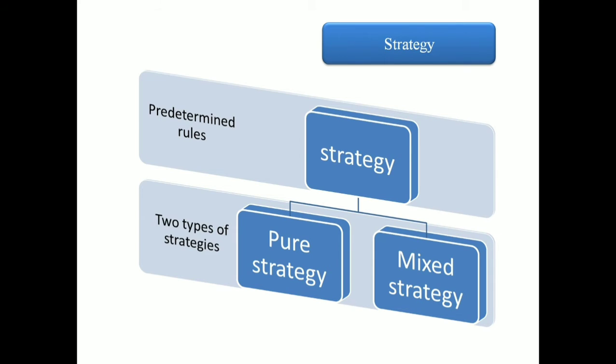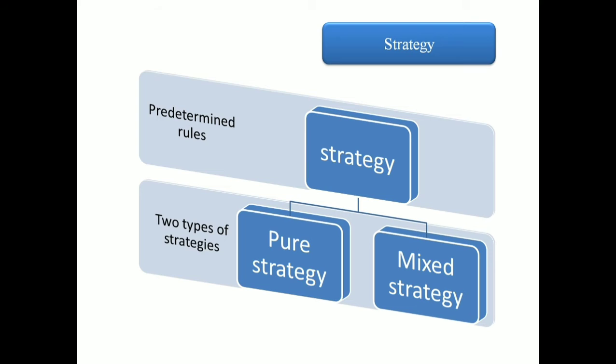There are two types of strategies: the first one is called pure strategies and the second one is called mixed strategies. Then in case of a pure strategy decision situation, you always choose a particular course of action. There will be a selection of a particular course of action in case of a pure strategy game situation.